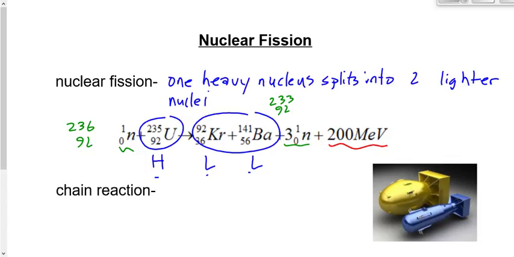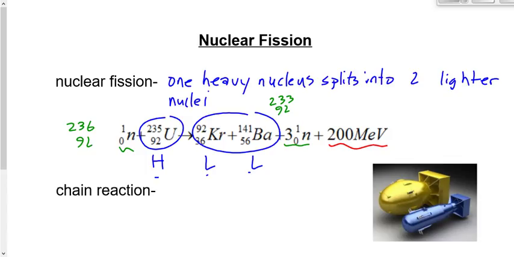200 mega electron volts. Anytime you see mega, it must be a lot, right? That's actually not a lot of energy. 200 mega electron volts is probably about enough energy to move a speck of dust. So how is it that we blow up a city? Or how is it that we generate enough electricity to power a city when the energy that's released here is the energy that moves a speck of dust?